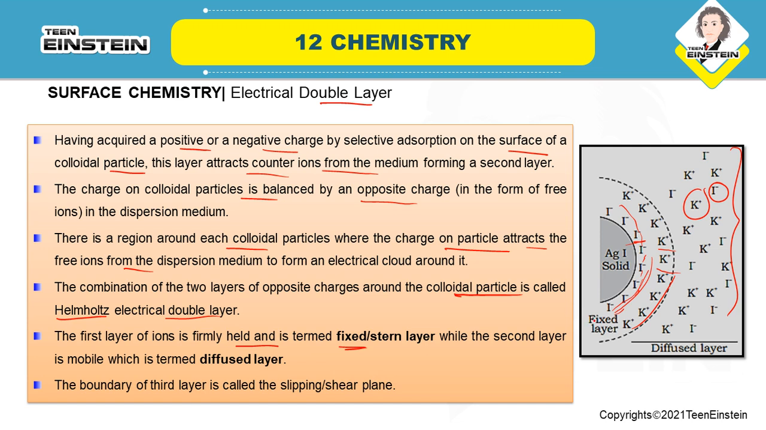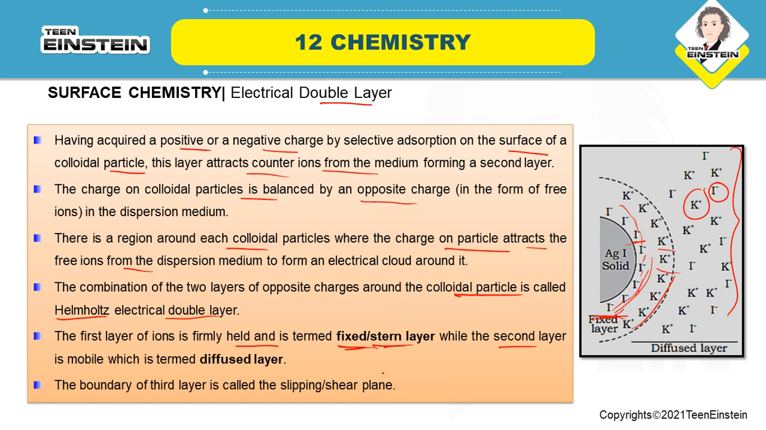So this is the fixed layer you can see, and it is also called the Stern layer. Remember both these terms, because any of these terms may be used. The second layer is mobile, so it is called the diffused layer. The first layer is tight, fixed in its position, but the second layer is the diffused layer, so it will be in an extended state, not like the first layer. And the boundary of the third layer will be called the slipping plane or shear plane.